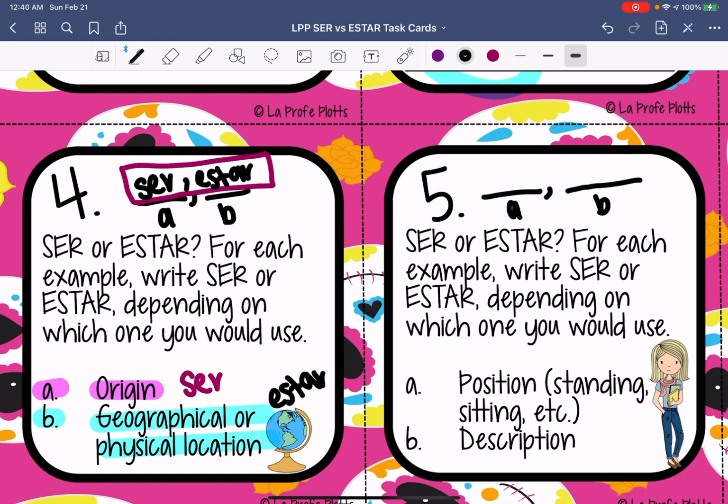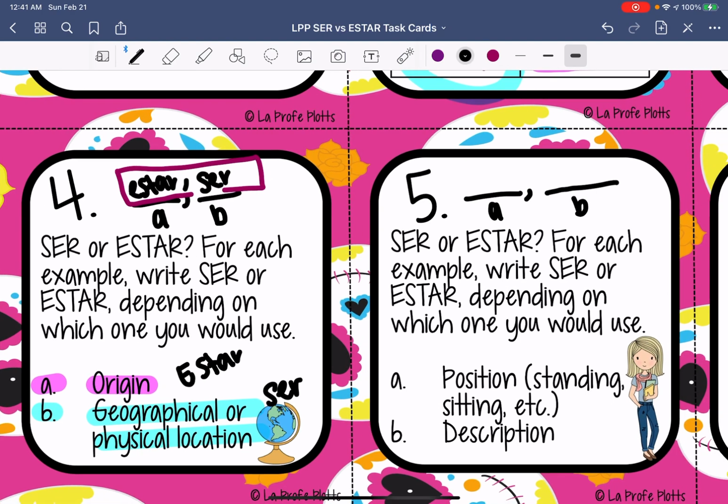Okay? No spaces in between. Just ser, comma, estar. If you think that origin means that you should use the verb estar, then all you're going to do is do the opposite. You're going to write estar first, comma, and then ser, if you think that B would be ser. Okay? If you have any questions about this, please email me and I will clarify. You will have 2 attempts on this quiz, so make sure that we're paying attention.